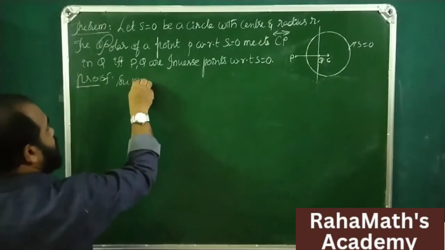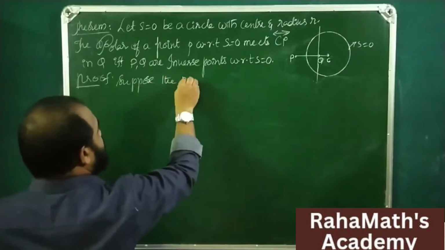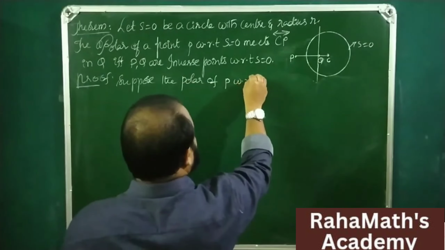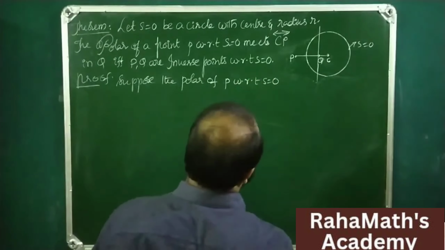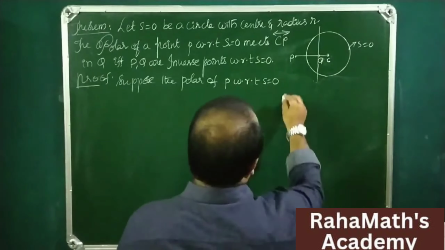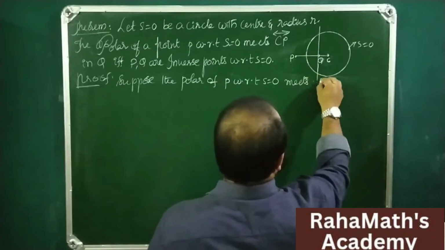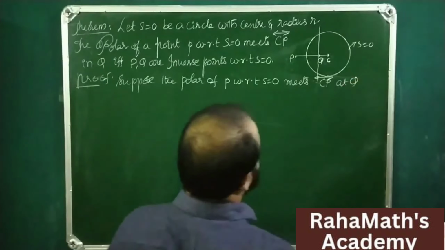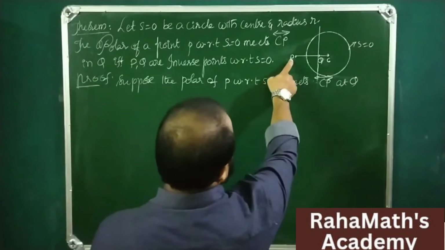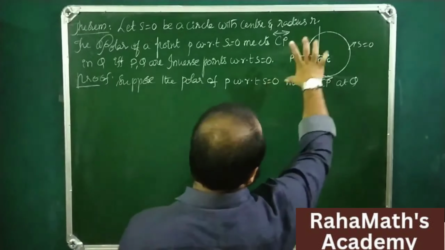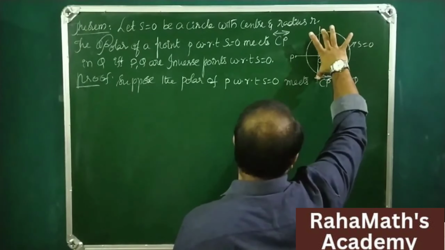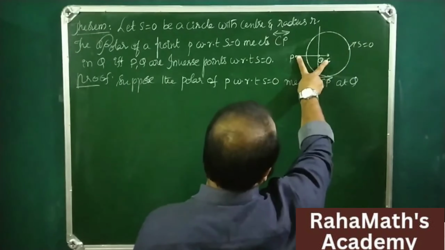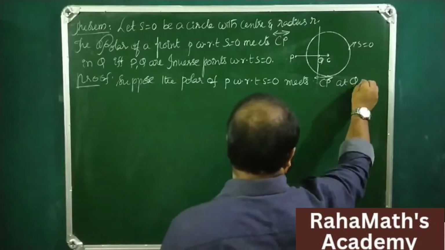Suppose the polar of P with respect to the circle S = 0 meets CP at Q. So that means if P is the pole, the polar of this is this line, and this line meets CP, or this line cuts CP at Q. That's what I have written.